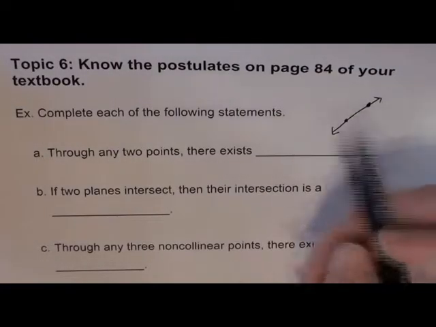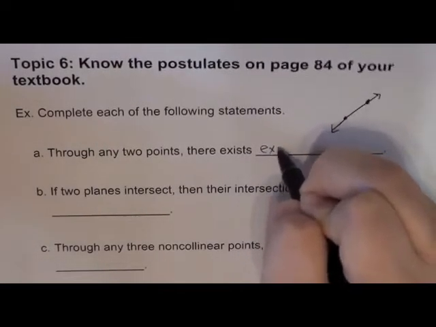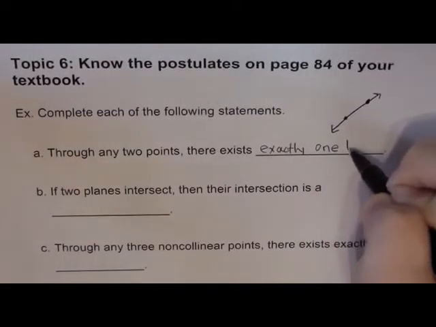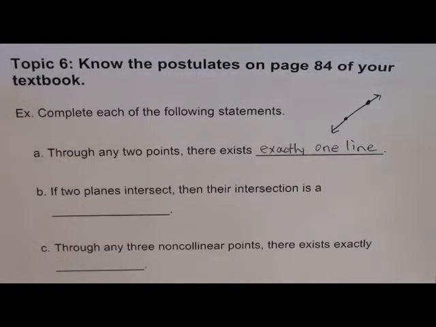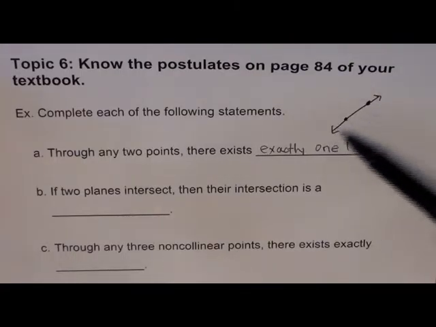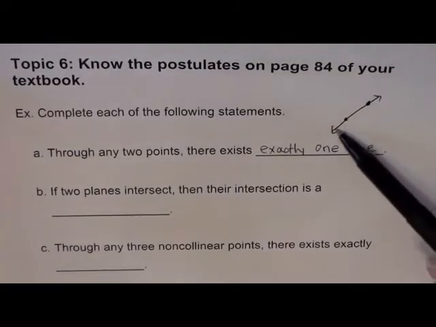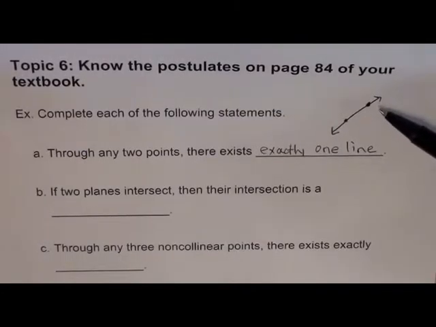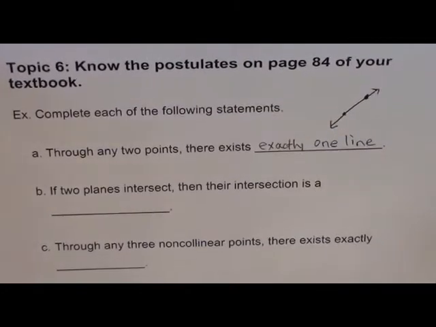So, through any 2 points, there exists exactly one line. You can try to draw another line through those 2 points, but switching colors, switching from a pen to a pencil is not going to make it a different line. There's only one way to draw a straight line through those 2 points. Anything other than straight is no longer a line. So through any 2 points, there exists exactly one line.